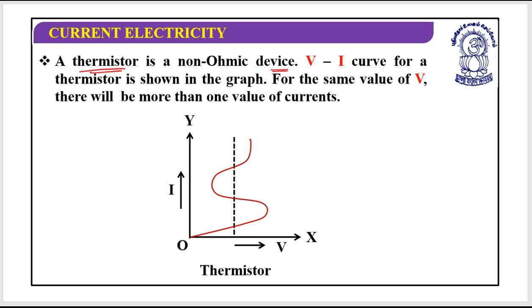Yes, so thermistor is one of them. This is the characteristic of thermistor. It's a voltage versus current characteristic. As you can see, for different values of current, voltage could be the same. Look at this, there are 3 points. At every point the voltage is the same, but the current is different. So this is one of the devices and it is the best example of non-ohmic components or non-ohmic devices.